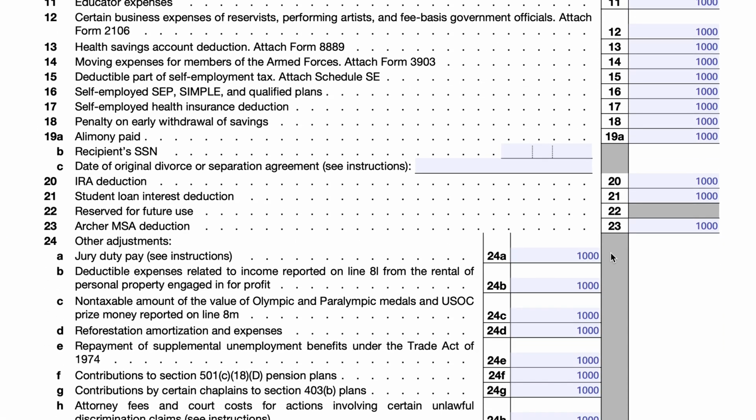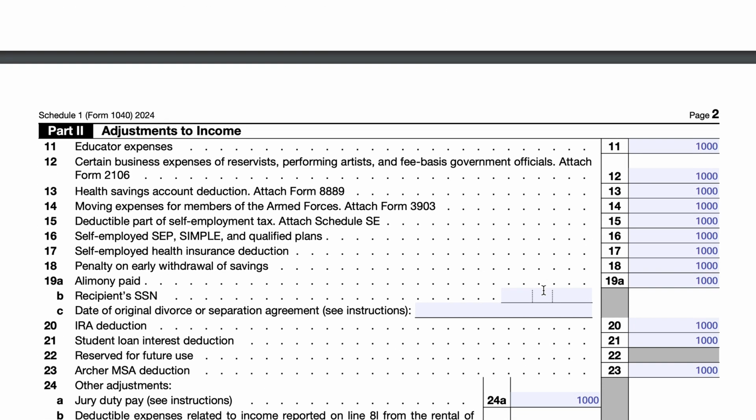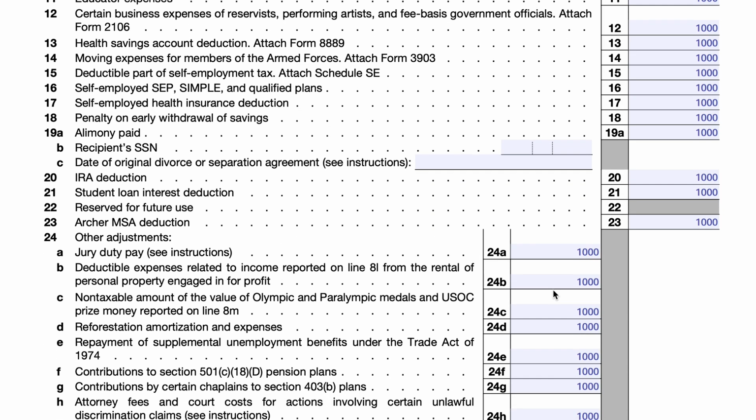Deductible expenses related to the income that was reported on line 8L from the rental of your personal property. Again, if you made $1,000, but you had to spend $1,000 because your tenant wanted to rent the furniture from you, so you went out and bought furniture and then you made the money back, you can write off the amount that you paid for that. Deductible expenses related to that.